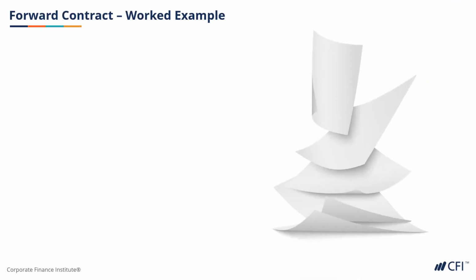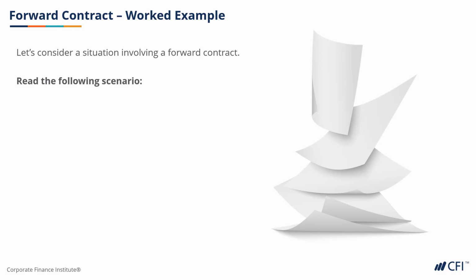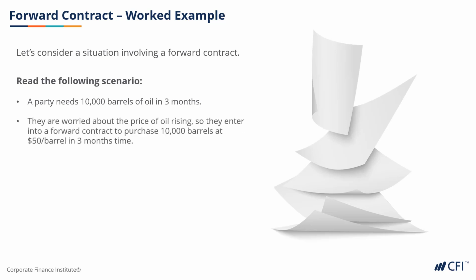So let's consider a situation involving a forward contract, and if you can read the following scenario with me, that would be great. Let's imagine a party needs 10,000 barrels of oil, not in a year, but in 3 months. They're worried about the price of oil rising, so they enter into a forward contract to purchase those 10,000 barrels at $50 a barrel, but for delivery in 3 months' time. At expiration, like the example I've just mentioned, the spot price of oil has risen to $55 a barrel.